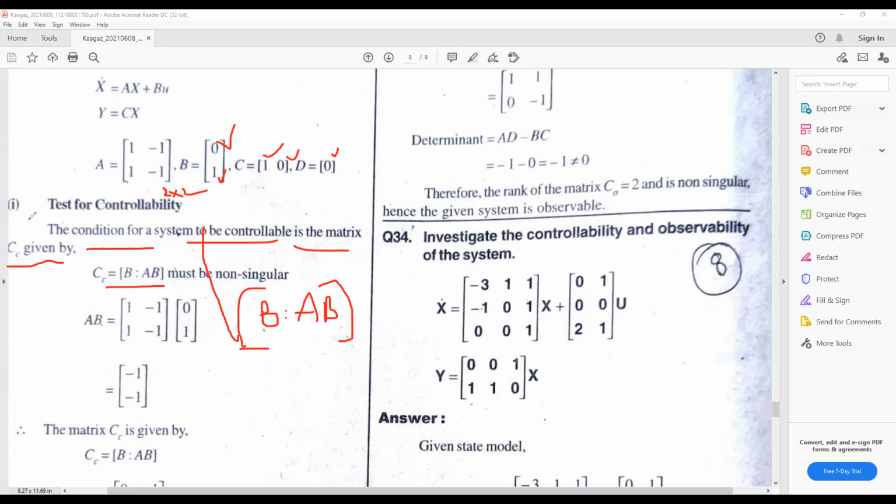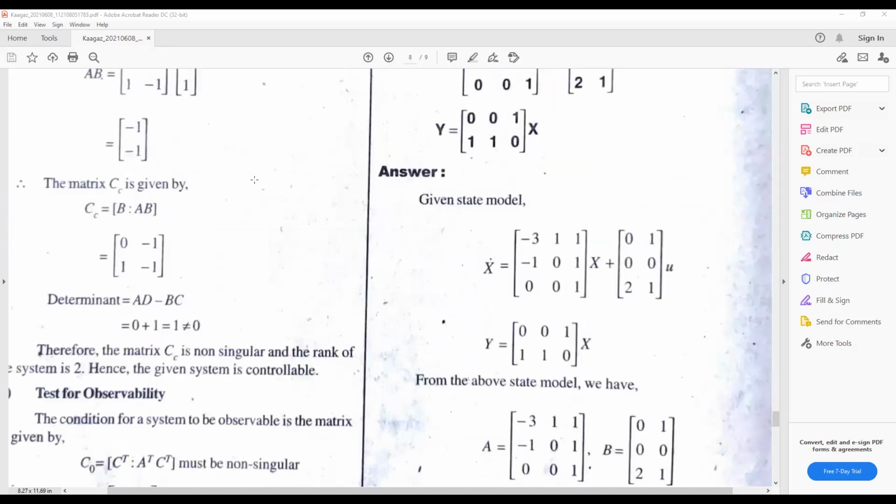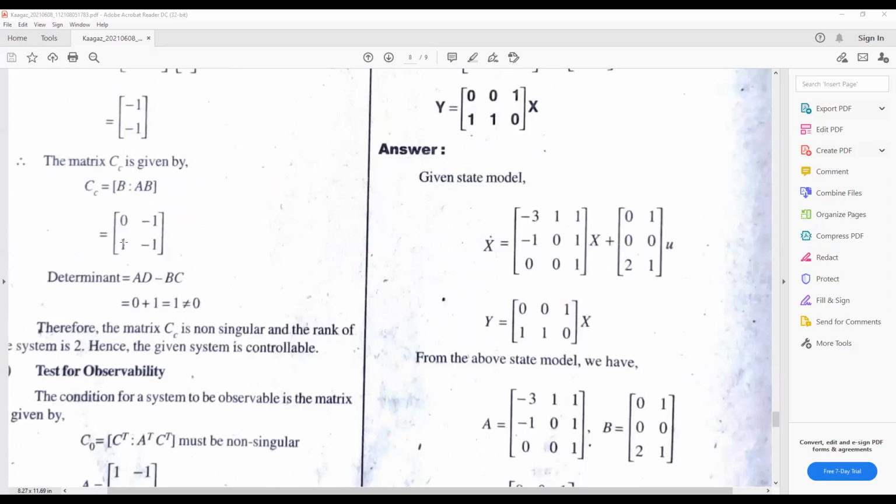So first calculating A into B. A is 1 minus 1, 1 minus 1 into B, 0, 1. 1 into 0 is 0, minus 1 into 1 is minus 1. Check the controllability: B, AB. The B matrix is 0, 1 and the AB matrix is minus 1, minus 1.